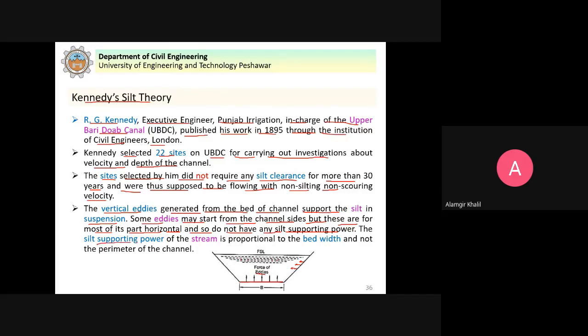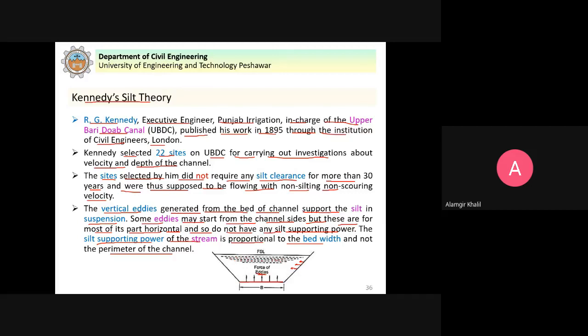The silt supporting power of the stream is proportional to the bed width and not the perimeter of the channel. So this is according to Kennedy's theory, that these vertical eddies, which are generated at the bed of the channel, have the silt supporting power. They keep the silt in the water in suspension, not allowing it to settle.